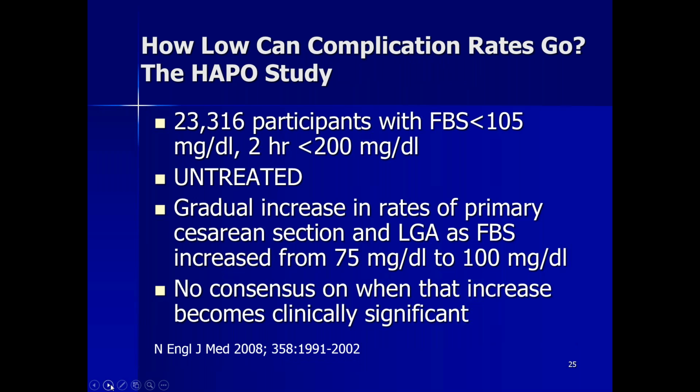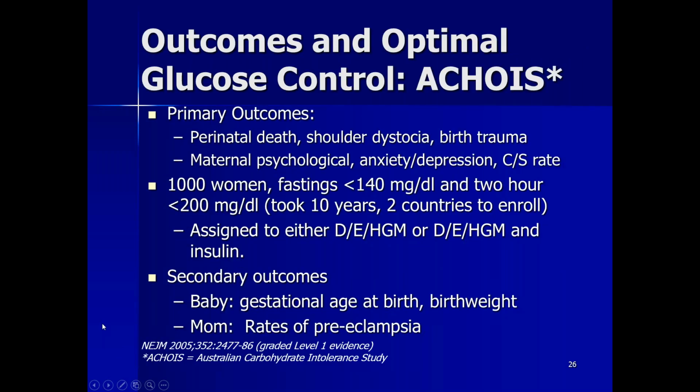Again, the other important thing about these patients is they were not treated with medications. These were patients who were just fastings less than 105, 2 hours less than 200, and they got diet instruction and were really untreated otherwise. And then you see these gradual increases, which is why you have really no clinical consensus on when that increase becomes significant from a clinical point of view.